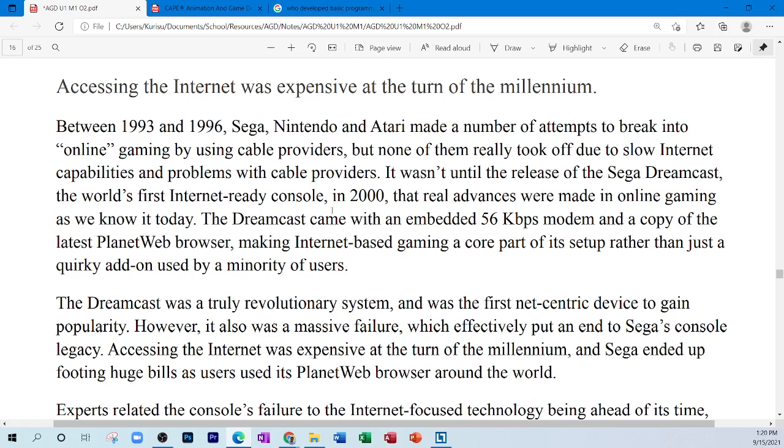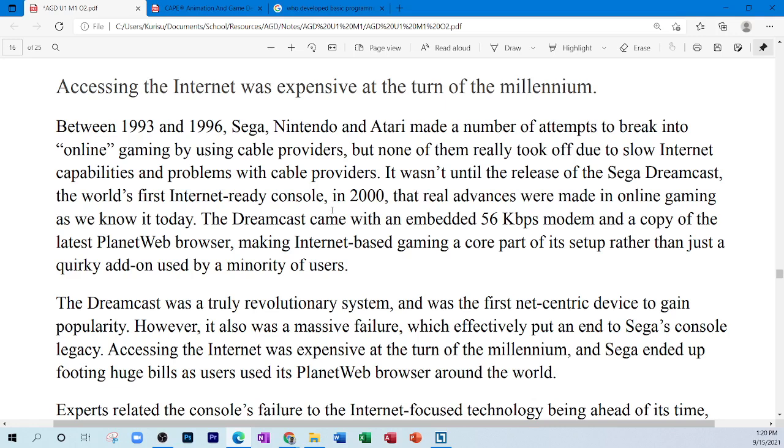Between 1993 and 1996, Sega, Nintendo, and Atari made a number of attempts to break into online gaming by using cable providers, but none of them really took off due to the slow internet capabilities and problems with cable providers. It wasn't until the release of the Sega Dreamcast, the world's first internet ready console in 2000, that real advances were made in online gaming as we know it today.